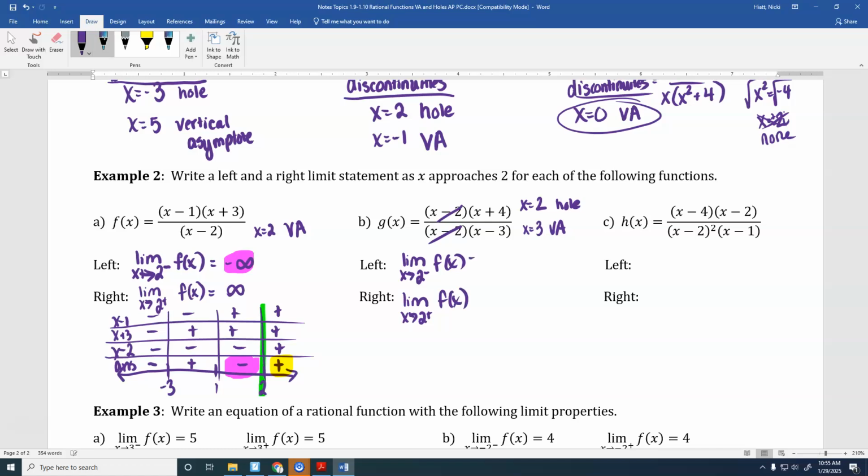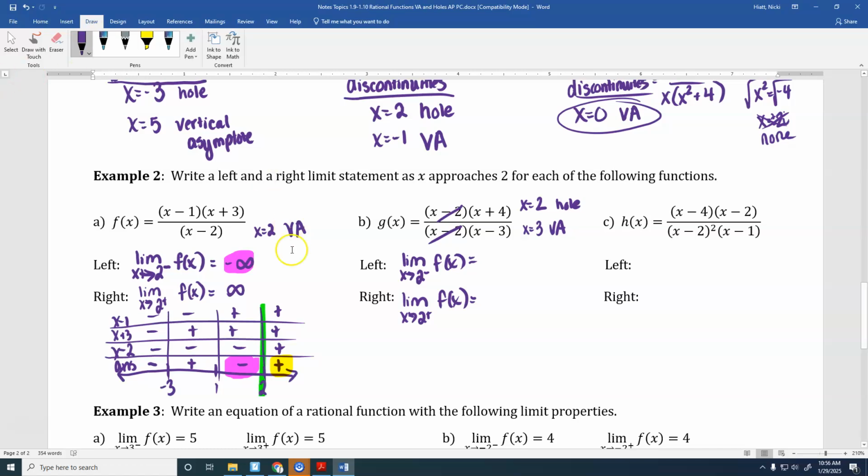Those two limits should be equal to the same thing, because if you have a hole in the graph, that just means this side goes here and this side goes here, but you just have an open circle, right? So you should get the same number here. The number that you are going to get is what you would get if you plugged 2 into the simplified equation, okay?